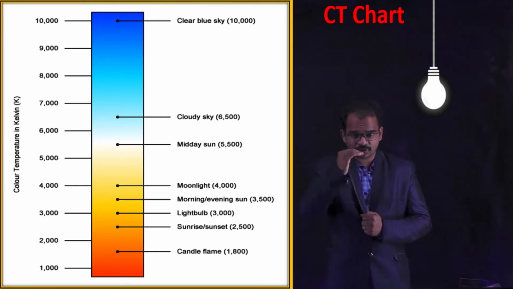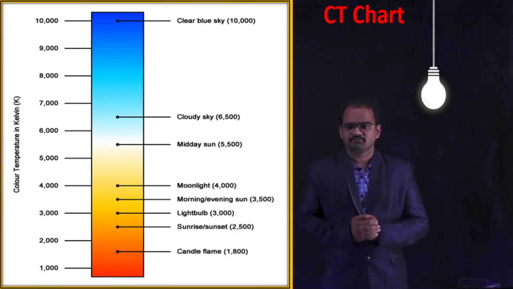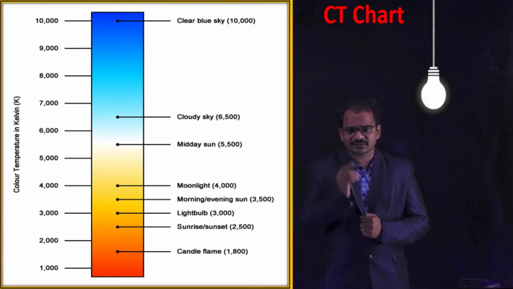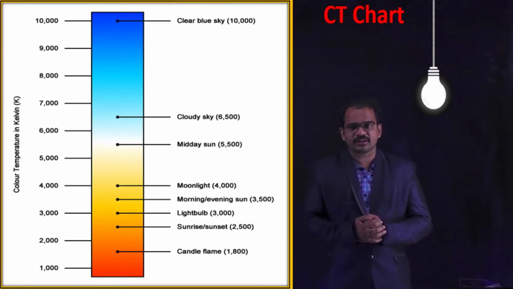If you come down still, you can see there is a midday sun, and this midday sun has a color temperature of 5,500 Kelvin. That is, the color that corresponds to the midday sun is 5,500 Kelvin. If you still come down, you can clearly observe there is moonlight, which has a color temperature of 4,000 Kelvin. Then there is one more color which corresponds to morning or evening, and this color has a color temperature of 3,500 Kelvin.